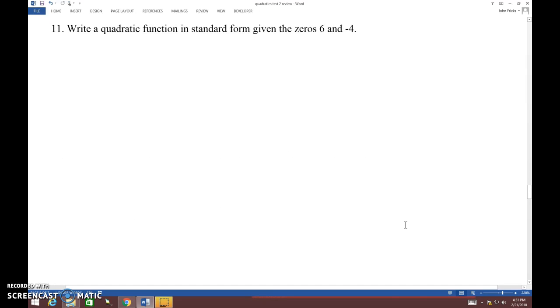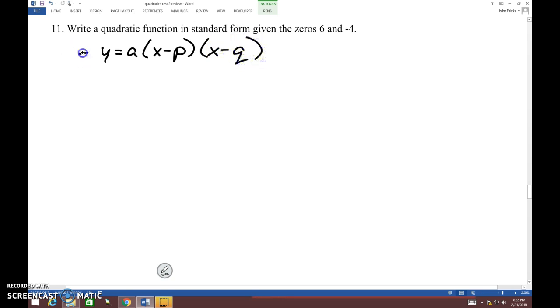Problem number 11 says, write the quadratic function in standard form given the zeros 6 and negative 4. Now, if I'm given 6 and negative 4 and those are zeros or x-intercepts or roots, then I know that's going to be in the factored form, or the intercept form. So that form looks like this, y equals a times x minus p, times x minus q. And you may want to write that down.